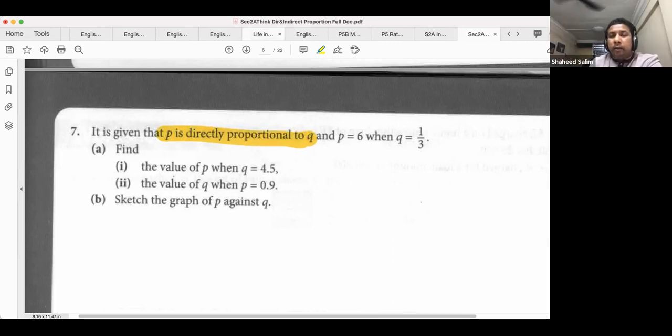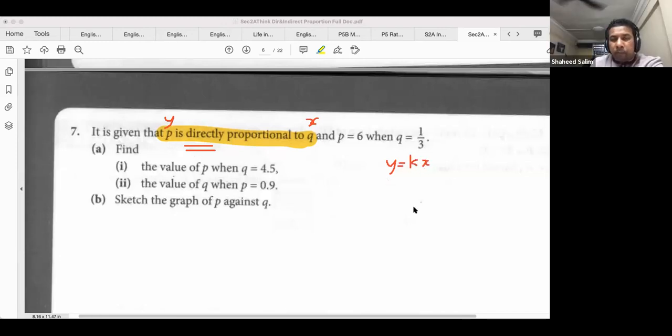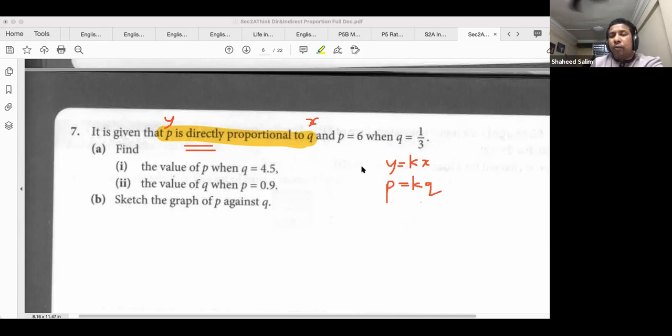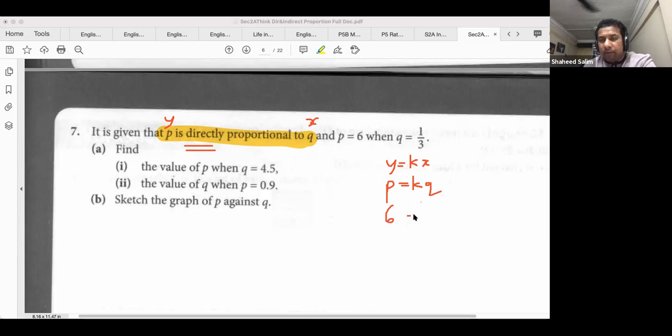Okay, so now when you look at this thing, remember, this is like Y is directly proportional to X. Directly proportional, so the formula is Y equals KX. So now you change the Y to P, equals K times Q. Now you find what is K, then substitute the value. K and then 1 over 3. So you get P, you get 6, right? So this is K over 3, 1/3. How to get rid of 3? Times 3, times 3. So K equals to 18.